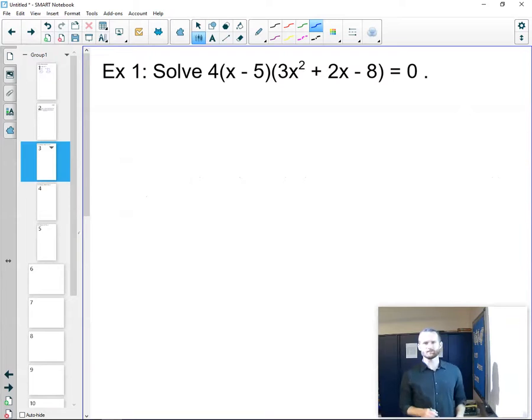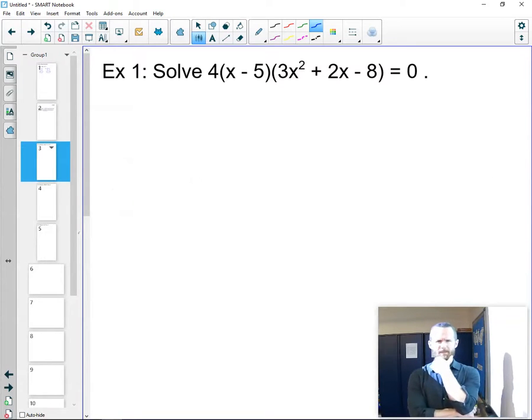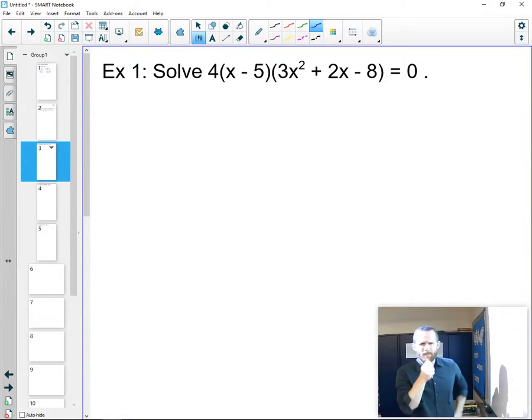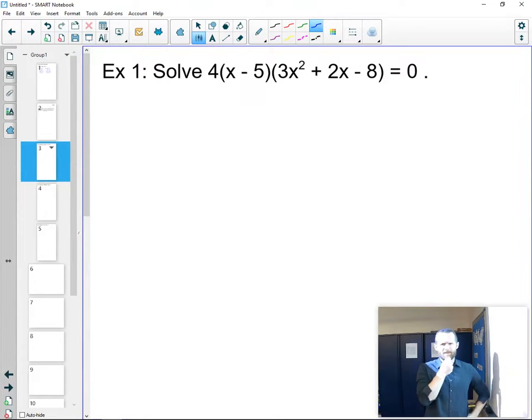Let's take a look at example 1. We've got to solve 4(x - 5)(3x² + 2x - 8) = 0. All right, this looks like kind of a mess. Now, the first thing I want to ask is, is this a quadratic? Is this equation going to be a quadratic equation?